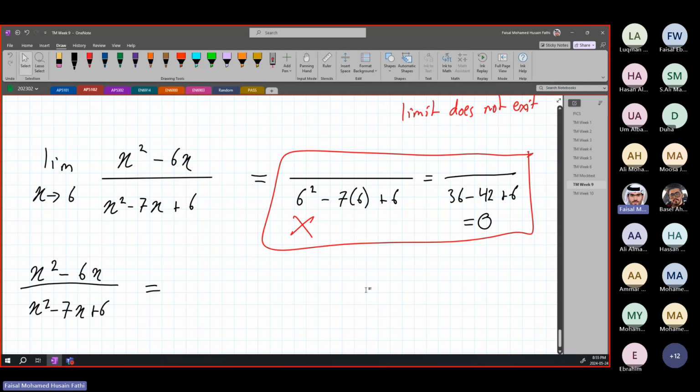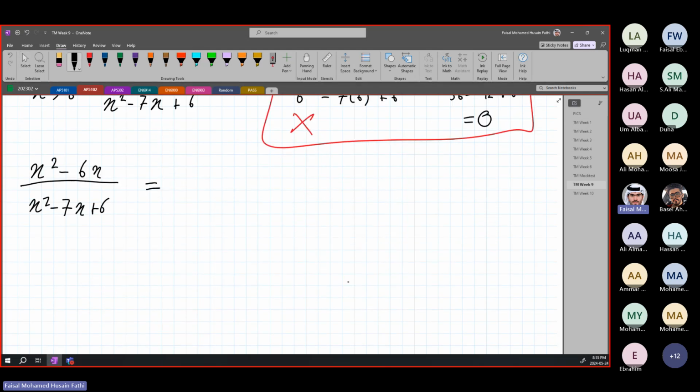Let's first factorize the numerator. The numerator is x squared minus 6x. We can take x as a common factor, because we have an x here and we have an x here. When you have more than one x, you can take it as a common factor.